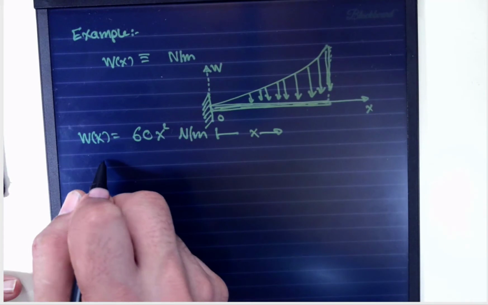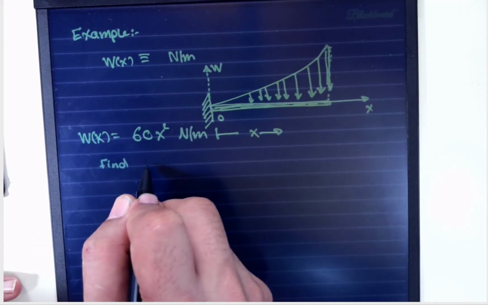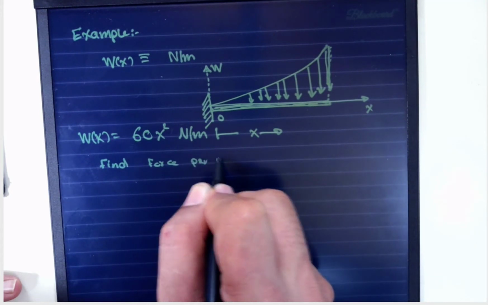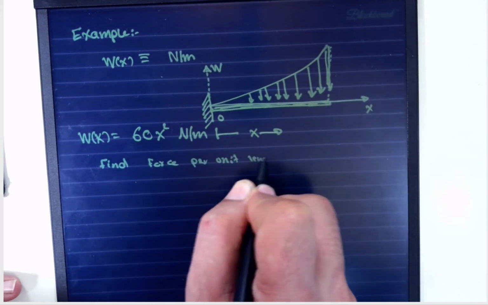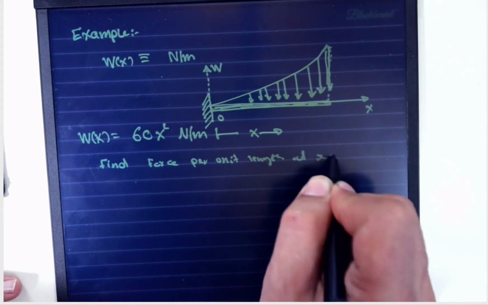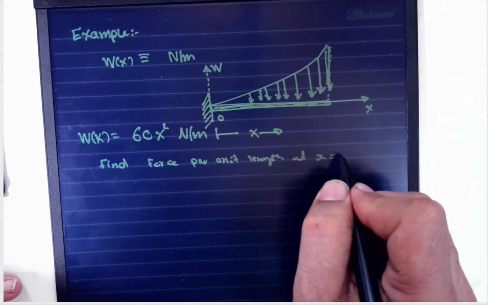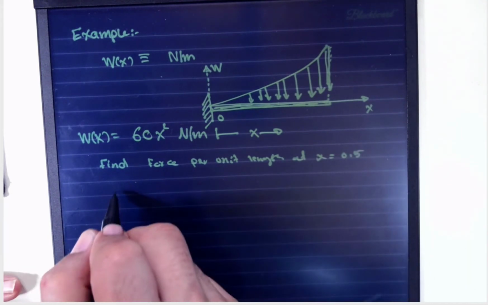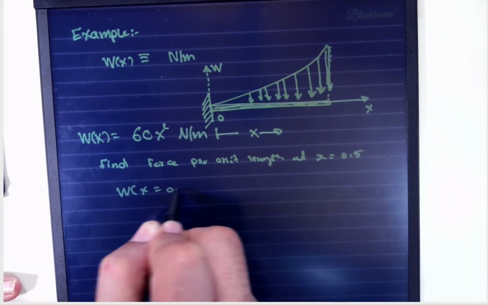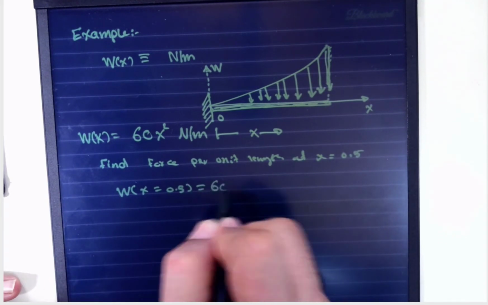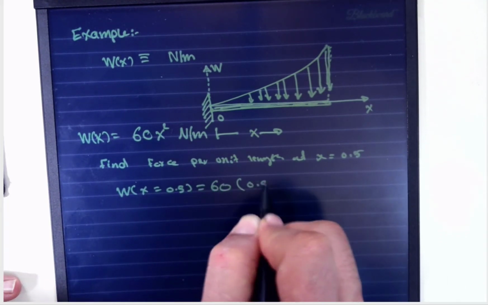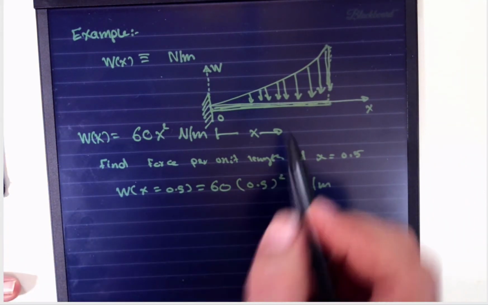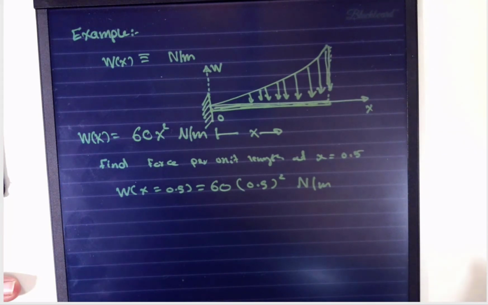For example, find the force per unit length at x equal to, let's say, 0.5. Simply, W at x equal to 0.5 is equal to 60 multiplied by 0.5 squared. This is Newton per meter. This value is at 0.5.